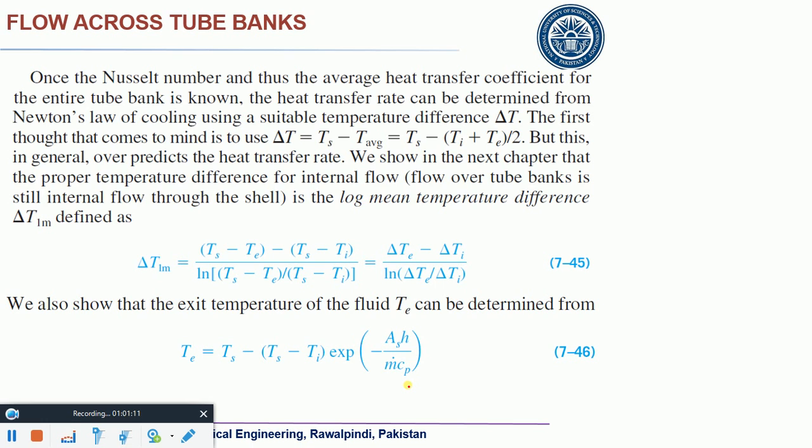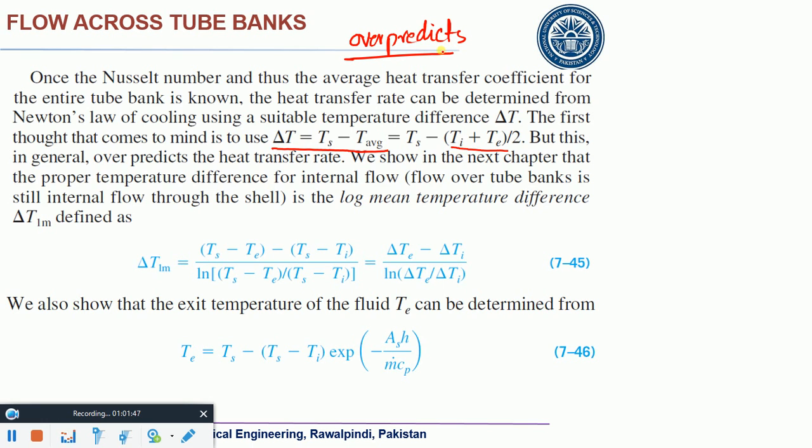There are two approaches. This delta T can be this one: delta T is equal to Ts minus T average. What is this T average? This is Ti plus Te divided by 2. This can be delta T, but this delta T value basically gives you wrong results. I would use the word over predicts. It over predicts the heat transfer rate value.